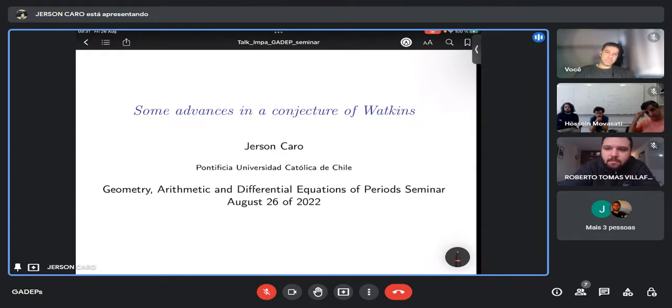I decided to divide this talk into three main parts. The first one will be the preliminaries, where I will fix the notation and give some definitions. The second part will be about this conjecture, Watkins' conjecture. And finally, I will talk about the approaches that we gave in the direction of proving this conjecture.